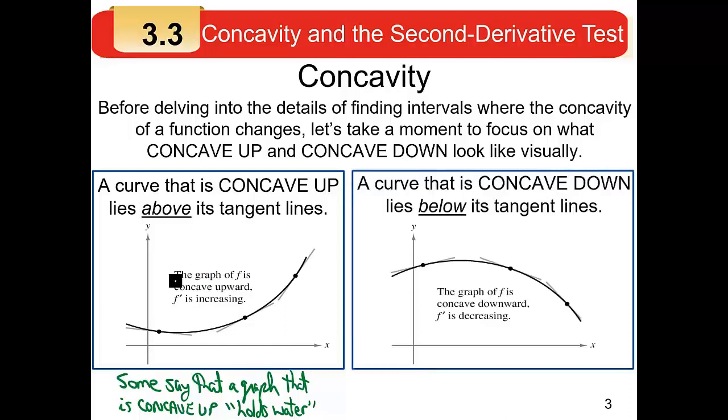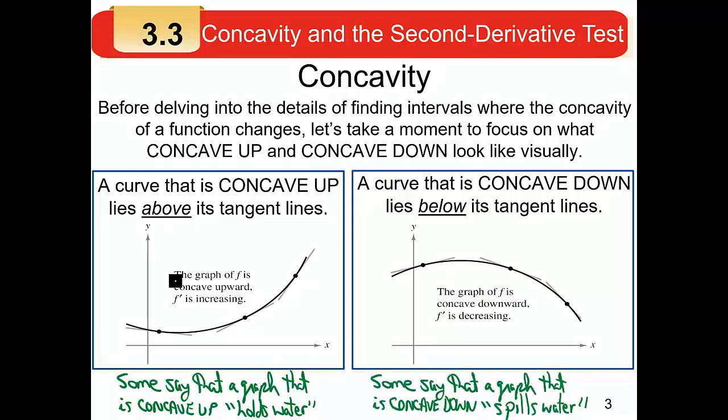On the other hand, if you've got a function and you're looking at it over an interval where the curve lies below its tangent lines, or again, you could say that in the reverse, that the tangent lines lie above the curve, that's an interval where the function is concave down. And again, some people would describe that as saying that the function spills water. I think it's pretty obvious, holds water versus spills water. It's probably a good way to think about concavity.